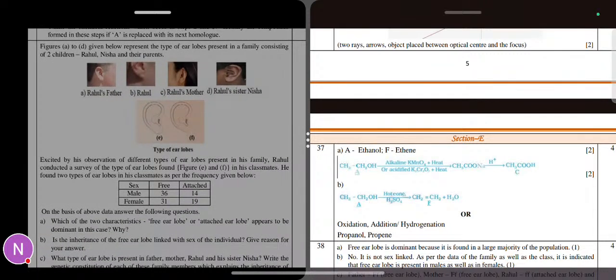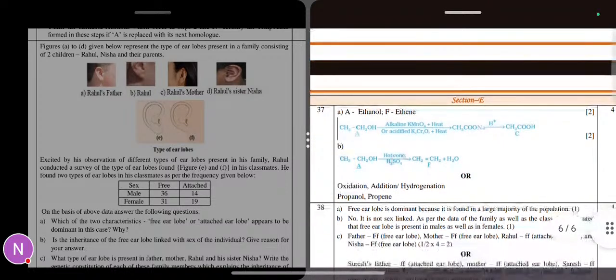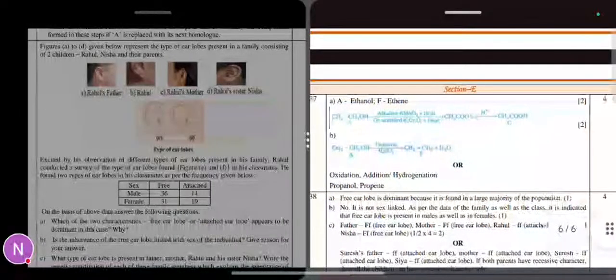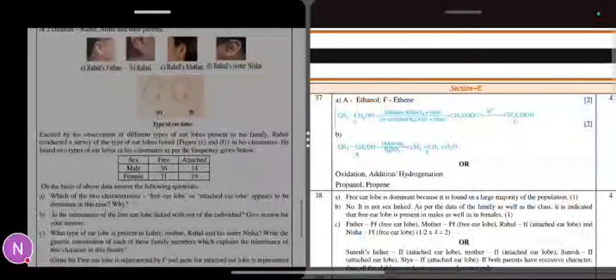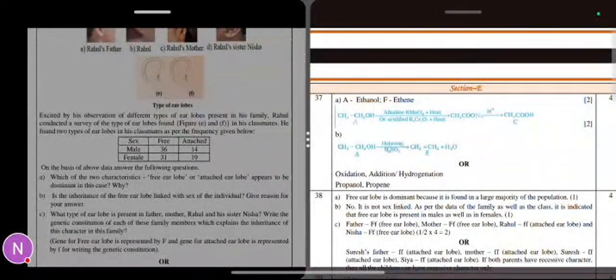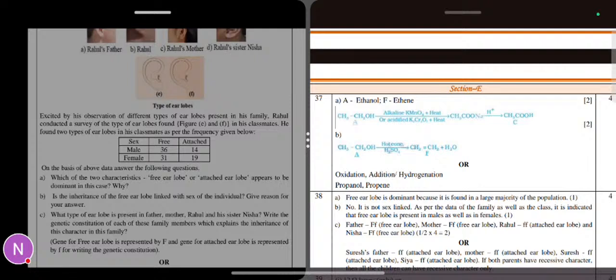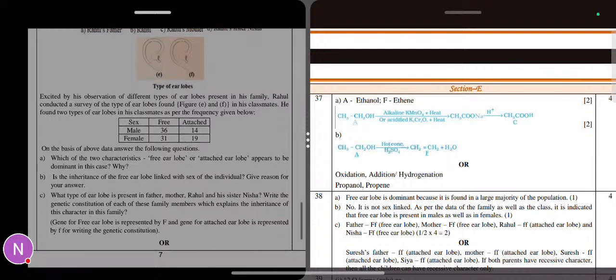On the basis of the data, answer the following questions. Which of the two characteristics, free ear lobe or attached, is dominant in the case and why? So free ear lobe is dominant because it is found in a large majority of the population. And B, is the inheritance of the free ear lobes linked with sex of the individual? No, it is not sex linked as per the data of the family as well as the class. As the class data indicates, free ear lobe is present in males as well as in females.